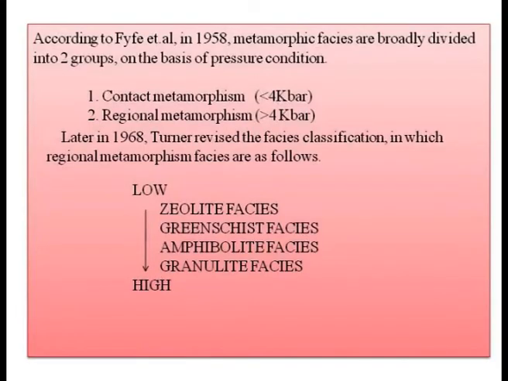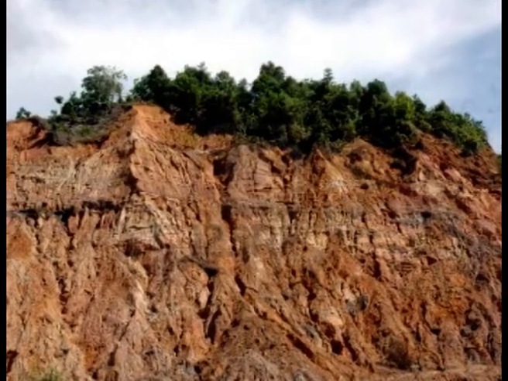Fyfe et al. in 1958 divided the metamorphic facies into two types on the basis of pressure, that is contact metamorphics, where pressure is less than 4 kilobar, and regional metamorphism, where pressure is more than 4 kilobar. Regional or Barrovian metamorphism covers a large area of continental crust, typically associated with mountain ranges, particularly subduction zones or the roots of previously eroded mountains.